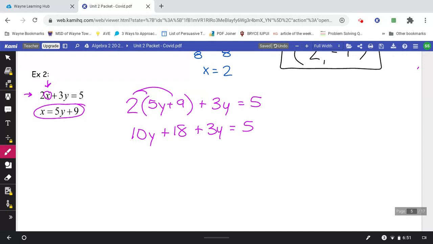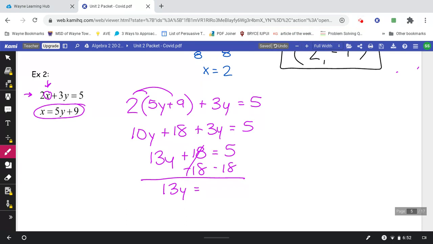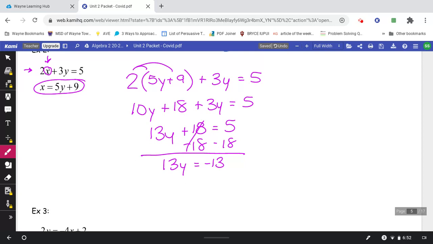Combine your like terms, your y's. 10y plus 3y is 13y. And see if you can solve that equation. Subtract 18. Use your calculator if you need to. Y equals -1.